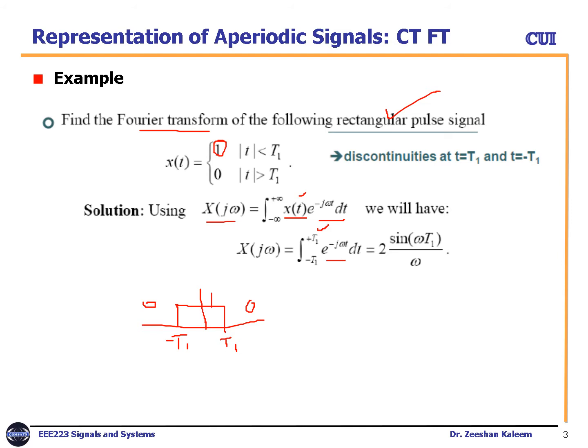After integration, because it is a time integration, you will get minus e^(-jωt) over jω, and after putting in these limits you get e^(-jωt1) minus e^(-jω(-t1)), which becomes e^(jωt1) minus e^(-jωt1) after rearranging. Multiplying and dividing by 2, we can write it in terms of sine as well. After some manipulation you get 2 sin(ωt1) over ω. So this is your Fourier transform, right?